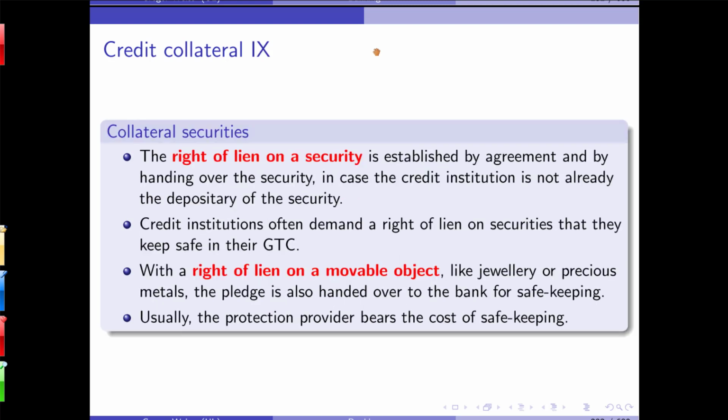Okay. Right of lien on a security. Same thing. It's just that you have a right of lien on a security, like a stock or a bond. Credit institutions often demand a right of lien on securities that they keep safe in their general terms of business. And with a right of lien on a movable object like jewelry or precious metals, the pledge is also handed over to the bank for safekeeping.